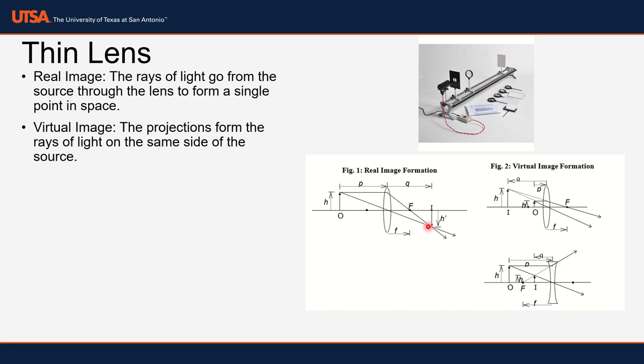Now, a virtual image is slightly different when it comes to a lens optical system. A virtual image is basically going to be formed on the same side of the lens that the light is coming from.